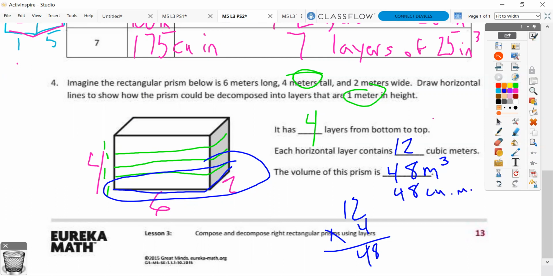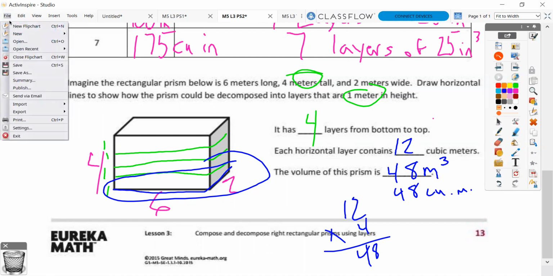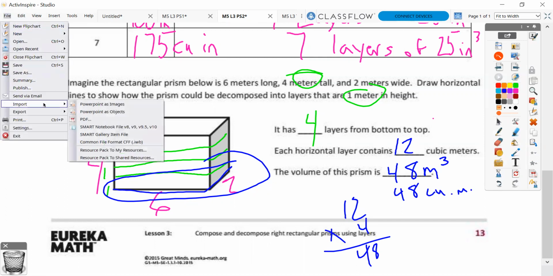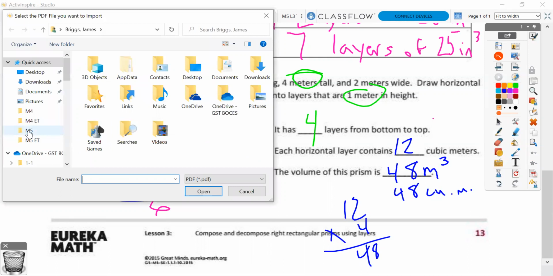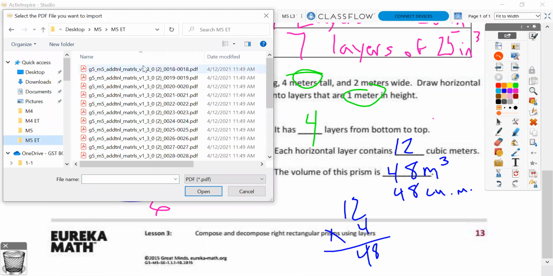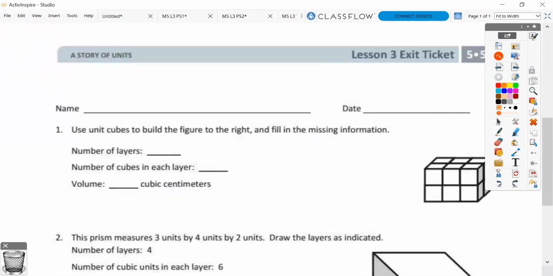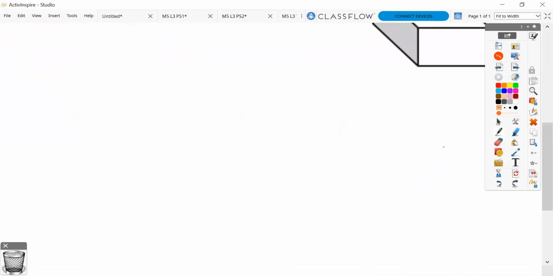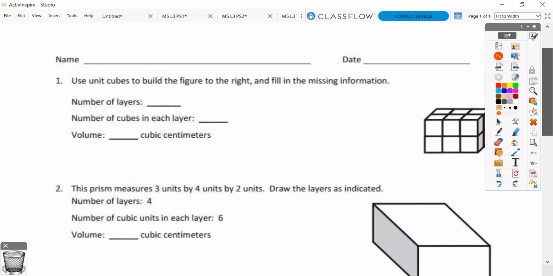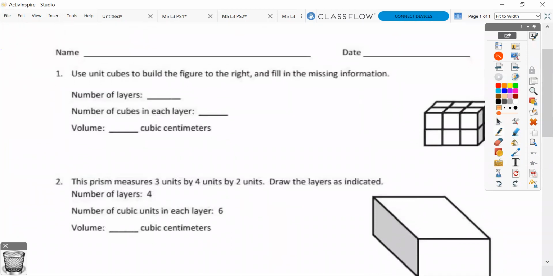All right. So now I'm going to just pull open my exit ticket real quick so we can all look at it together. And I didn't rename it, so I think it's this one. Yeah. All right. So it looks like you have 2 questions to do. It's asking you to use this first model to count the cubes and the layers. Make sure you're not counting the faces. You're counting cubes and looking for layers.